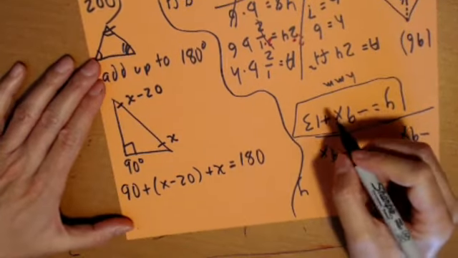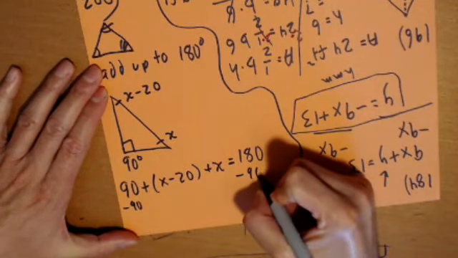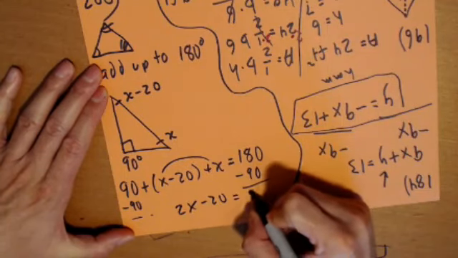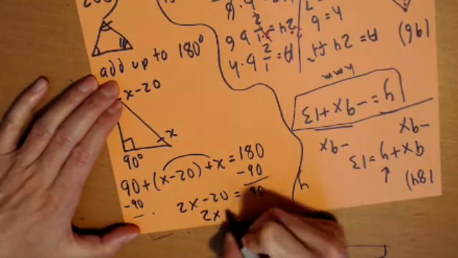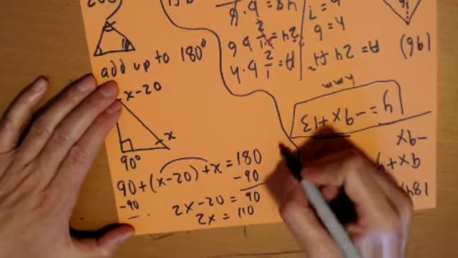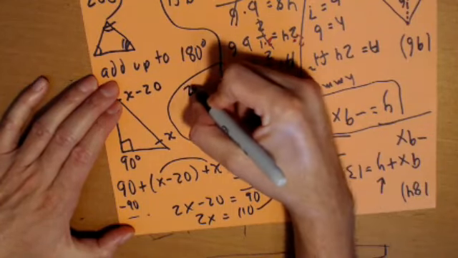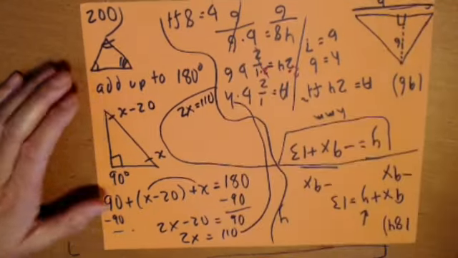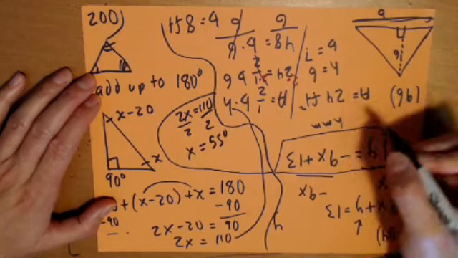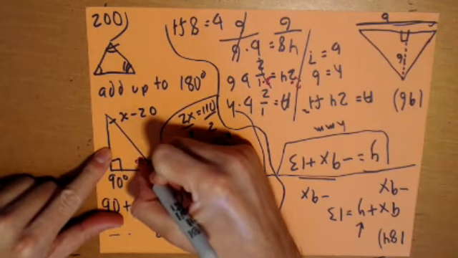And you should be able to solve that pretty easily. So if I get rid of the 90 right away, minus 90, minus 90, add the 2 x's. So 2x minus 20 is equal to 90. 2x is equal to, add 20 to both sides, 110. Divide both sides by 2. X equals 55 degrees. So this angle x right here that I labeled as x must be 55 degrees.